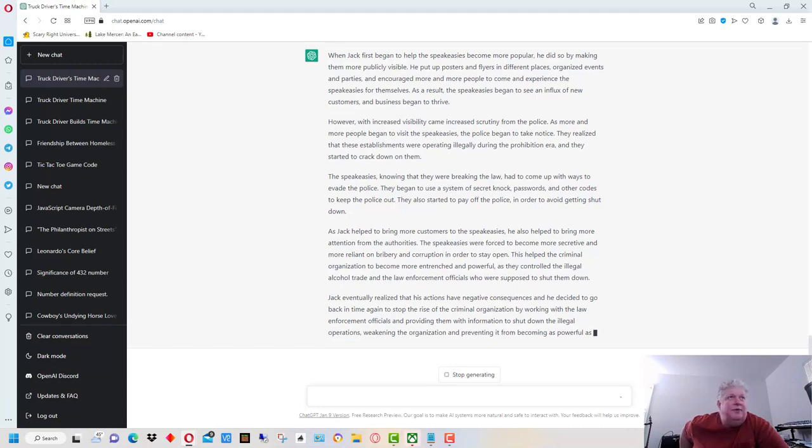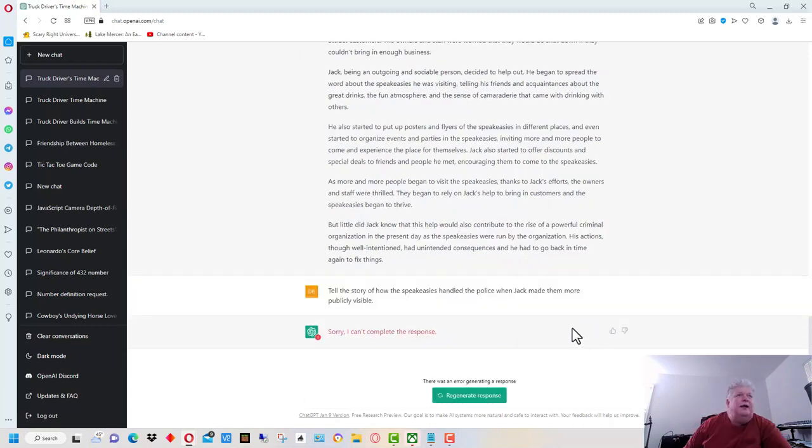As Jack helped to bring more customers to the speakeasies, he also helped bring more attention from the authorities. The speakeasies were forced to become more secretive and more reliant on bribery and corruption. This helped the criminal organization to become more entrenched and powerful. They controlled the illegal alcohol trade, and the law enforcement officials can't complete the response. It must have gotten busy.